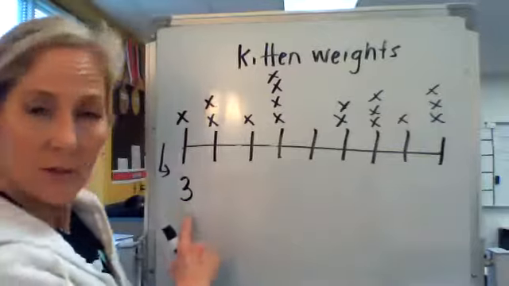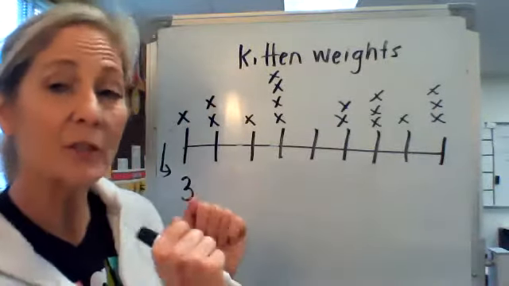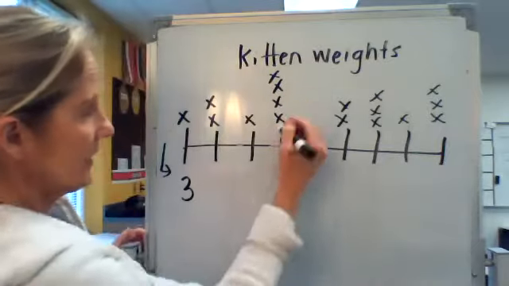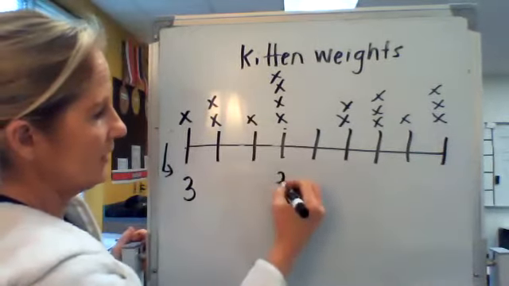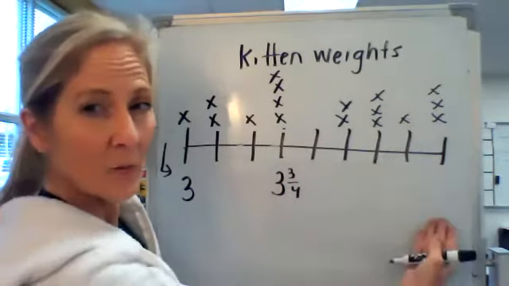So she remembered the smallest one was 3 pounds, and the one where there were 4 of them, the one she had the most of, was 3 3/4 pounds. So I can find the one that had 4 kittens, and on there that's 3 3/4. So then they asked us to go ahead and fill in the rest.